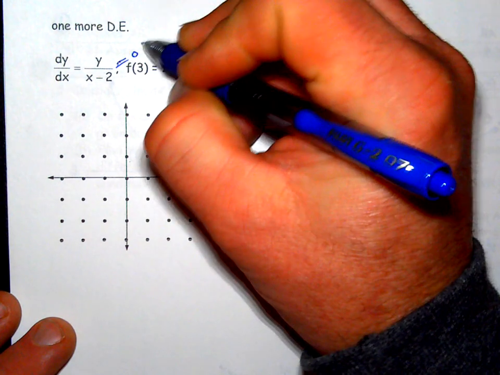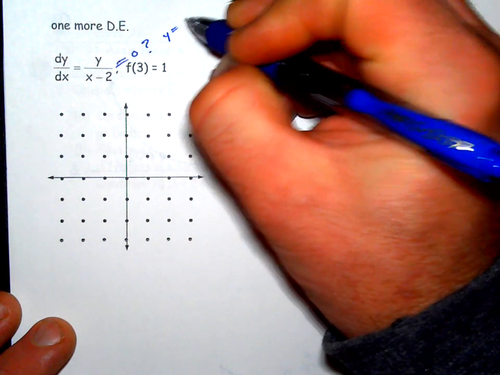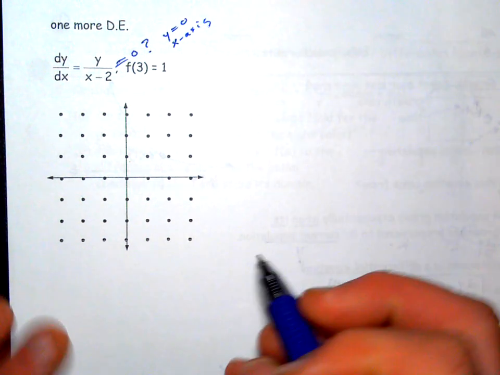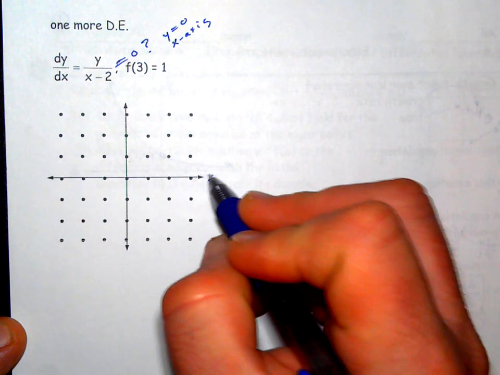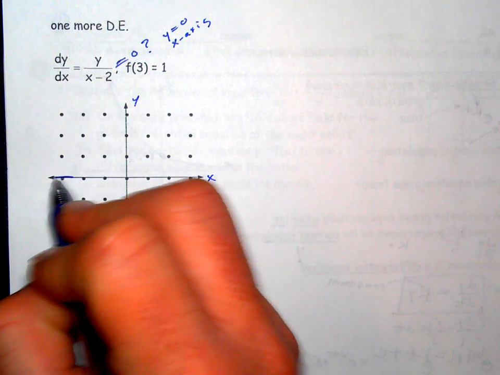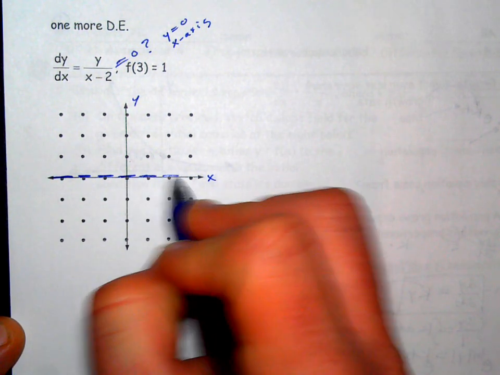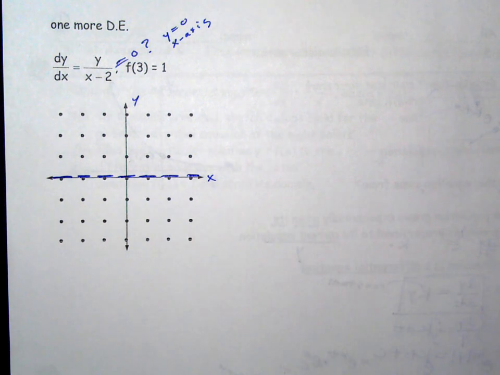So when does it equal 0? Well, that would be when y equals 0, which is the x-axis. And so that's going to be, this is the x-axis, this is the y-axis. So 0, 0, 0, 0, 0, 0, 0. And I just took care of 1/7 of all those points.